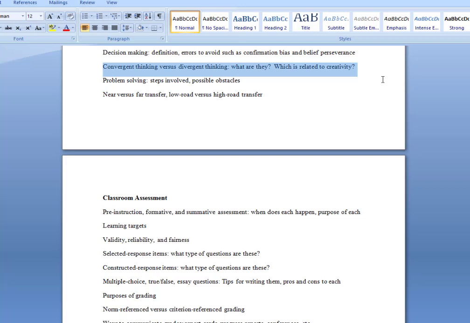On the other hand, divergent thinking is thinking outside of the box. This is the one that is related to creativity, and so this would be producing several different possible solutions to the same problem. And then from that point, you might want to go with your decision-making skills, your problem-solving skills, to see which one of the solutions helps the most. But this is thinking outside of the box and coming up with creative new solutions.